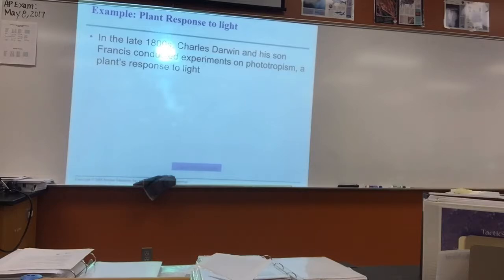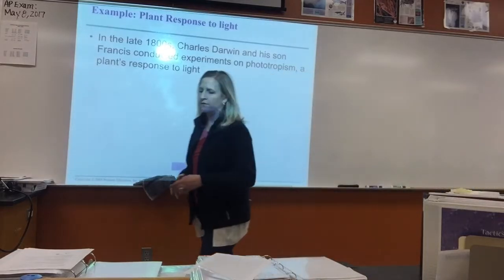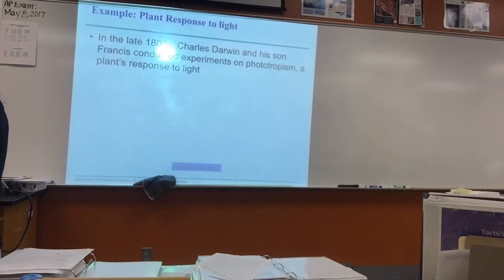So Charles Darwin, we know him from evolution. Well, he also did some work with plants. He's a busy guy. All right, so he did some experiments on plants, and he discovered this phenomenon called phototropism. Photo means light, and so it's the plant's response to light.